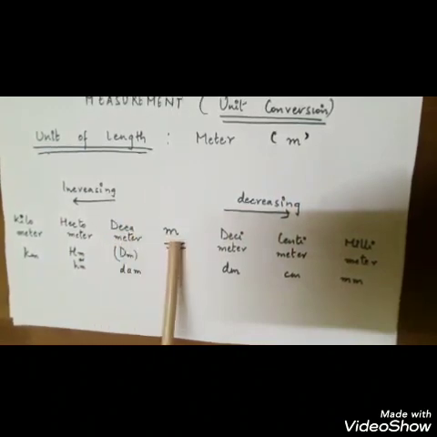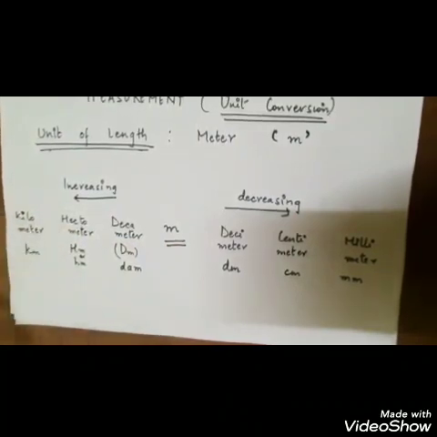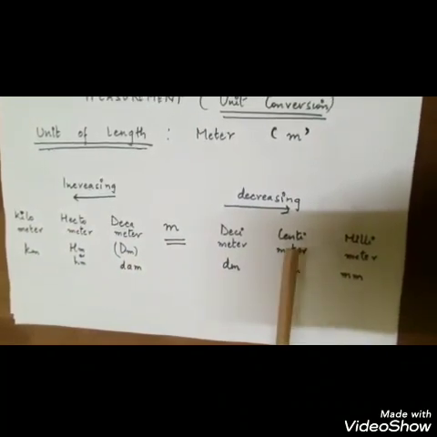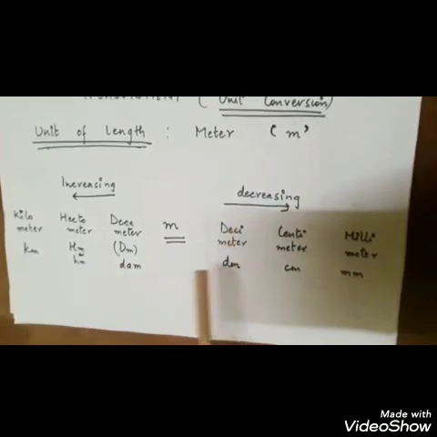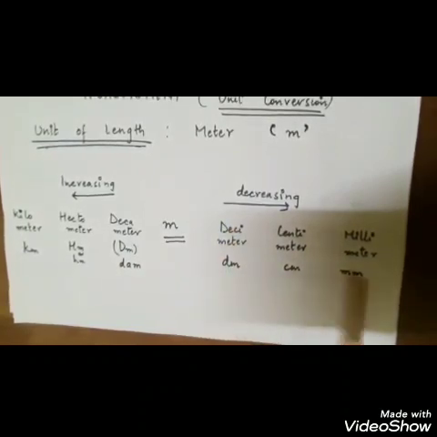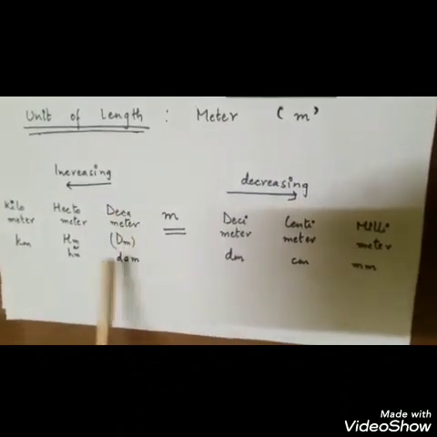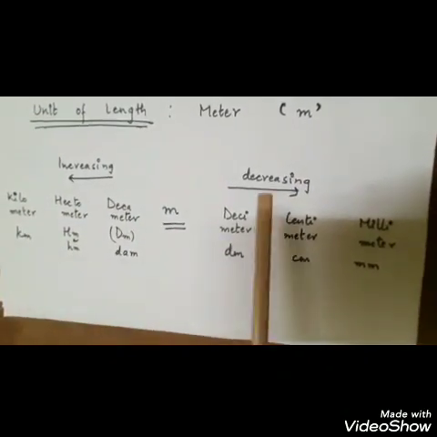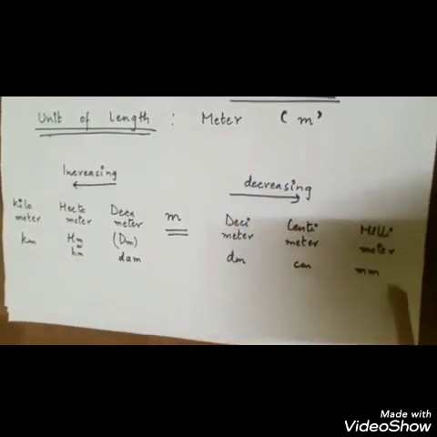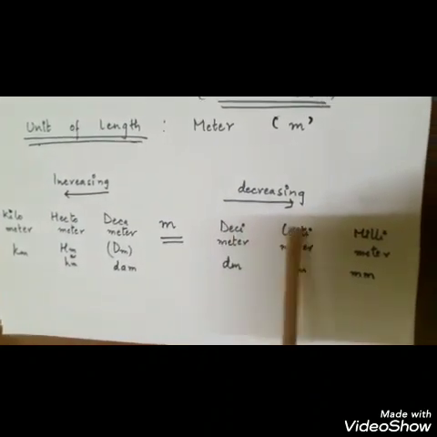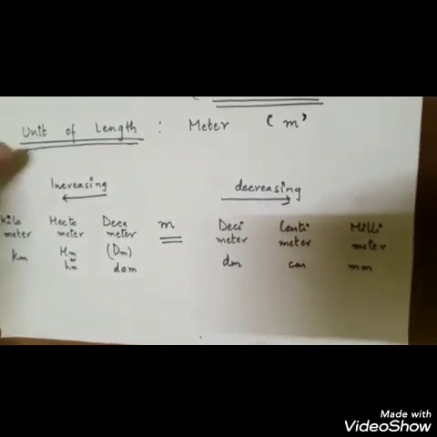So decameter is bigger than meter, hectometer is even bigger than decameter, and if length is even bigger, we use kilometer to denote it. And millimeter is smaller than centimeter and centimeter is smaller than decimeter. So whenever we have to write a smaller length, we will use smaller units to denote it. When we are talking about bigger units, we will use decameter, hectometer, kilometer. And when we are talking about small units, we will talk in terms of decimeter, centimeter and millimeter.